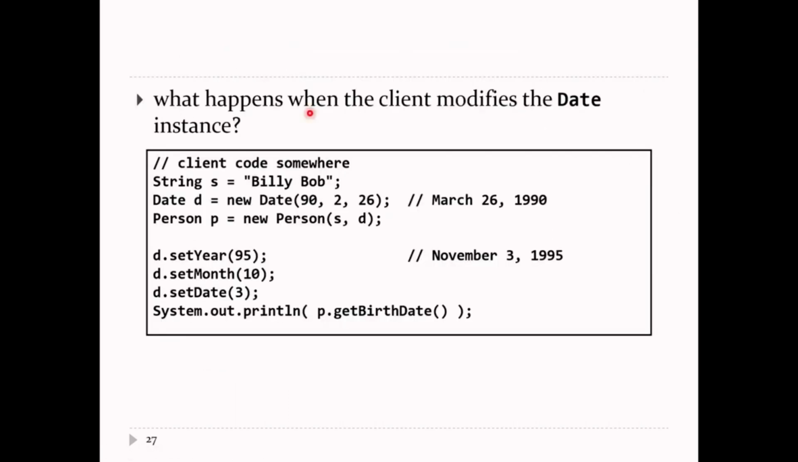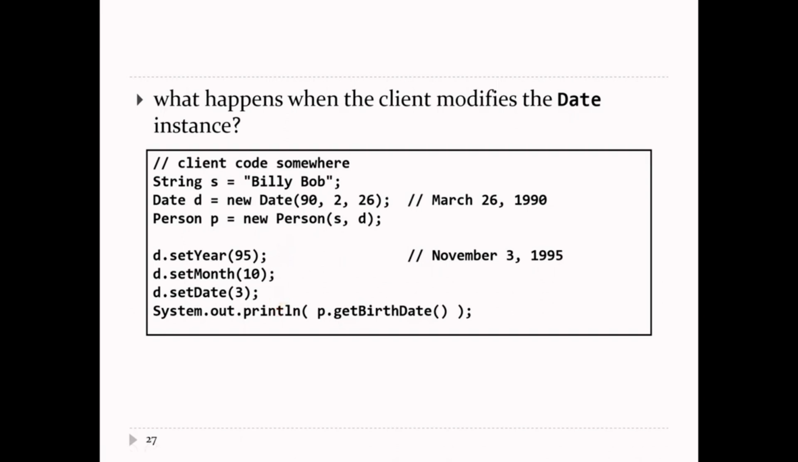Okay, so in aggregation, no one owns that date object. So if that date object was to change for some reason, whoever has a reference to that date object will see the change. That means the person's birth date can change. So for example, the caller has a name, Billy Bob. They have a date, March 26, 1990. Then they make a person object using that string and date.